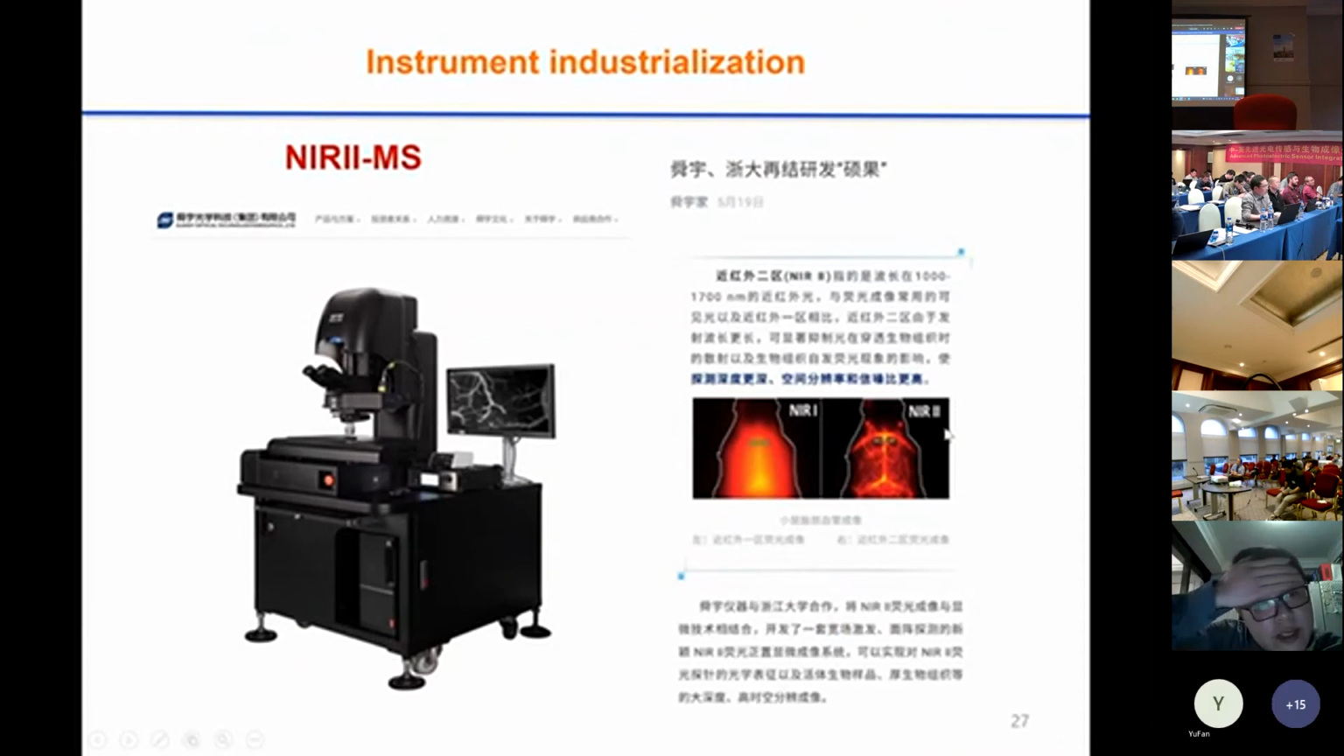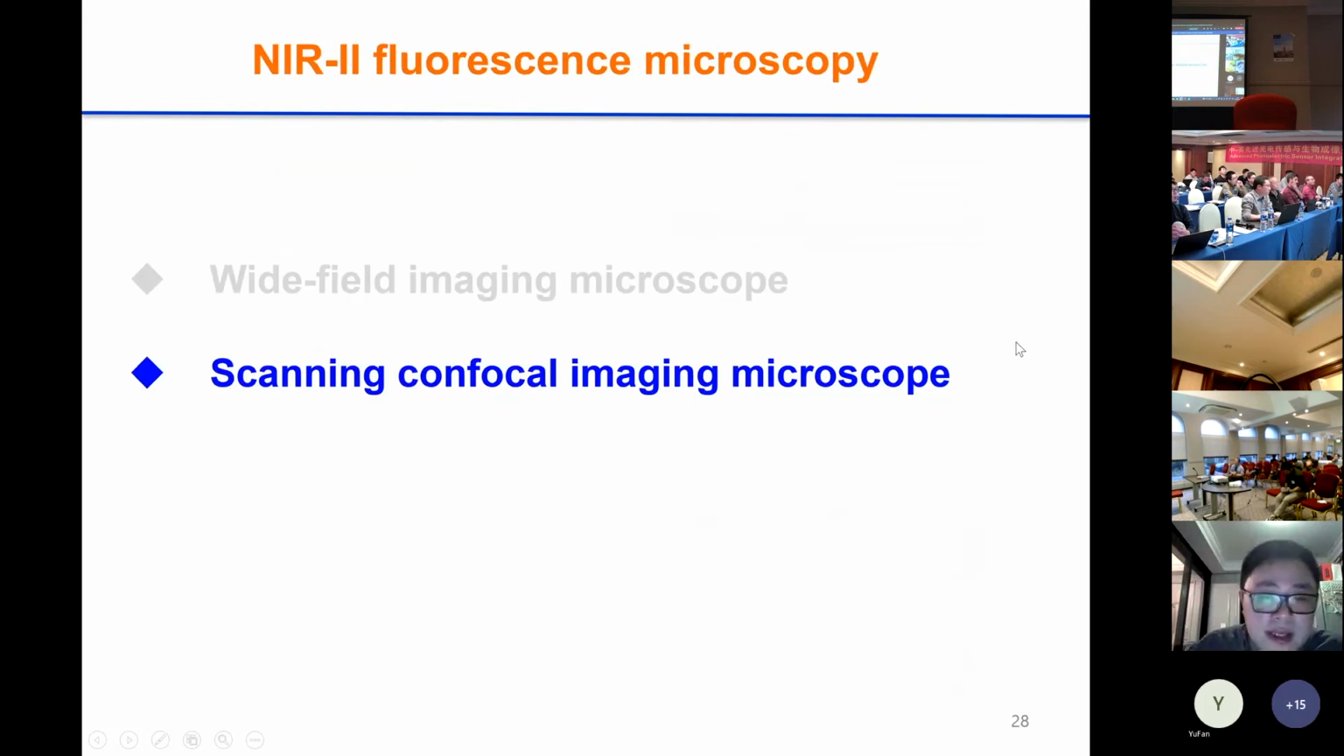Then we collaborated with Sunny Optical Company, which is a very famous company, ranked #1 or #2 for microscope manufacturing. And we realized the industrialization of our NIR-II fluorescence microscope. So the second technology is the NIR-II fluorescence confocal microscope.